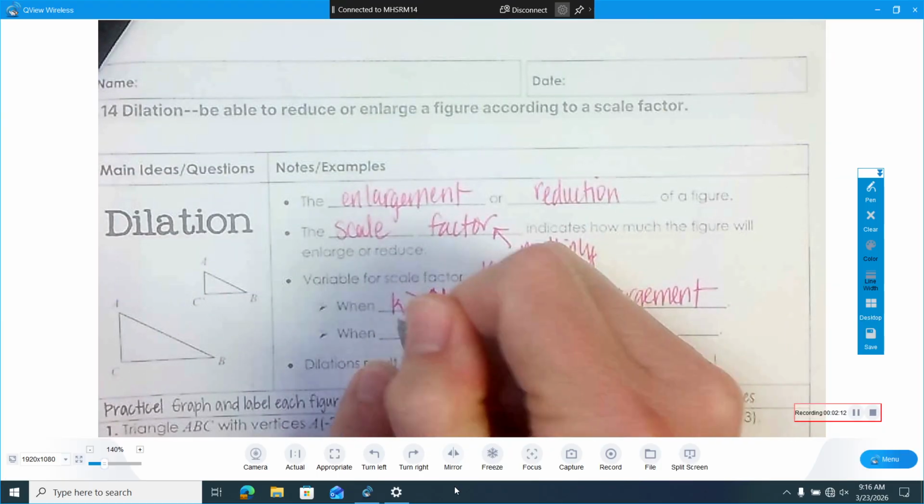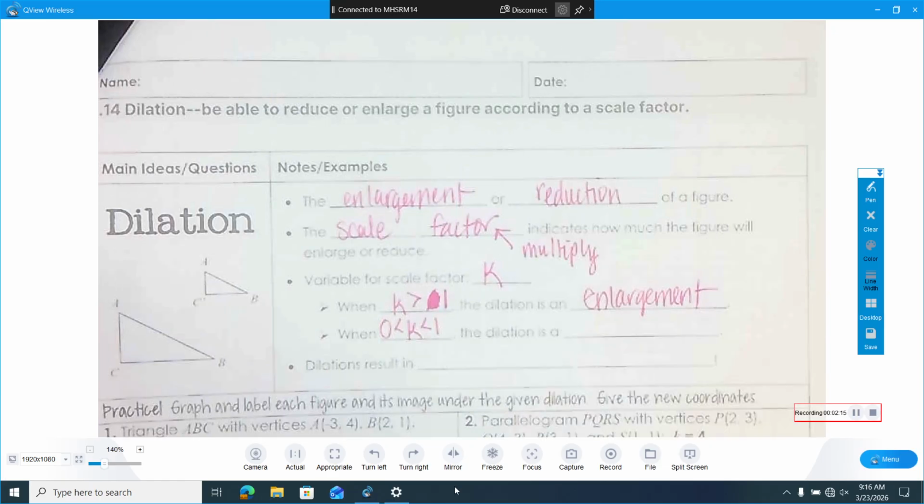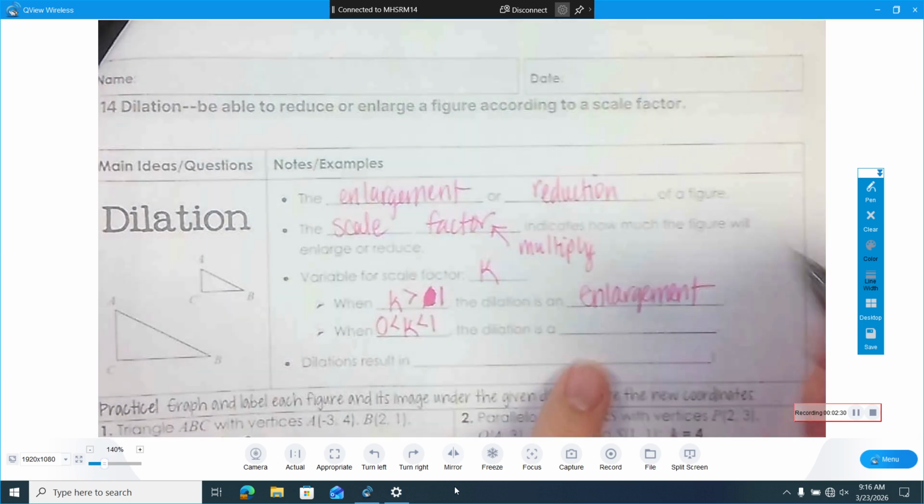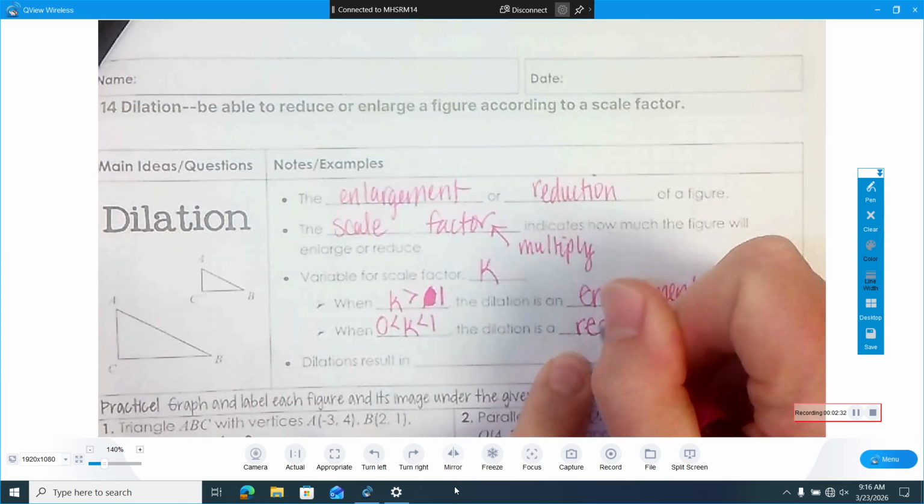If K is between 0 and 1, so let's say it's 0.5. If you multiply something by 0.5, does it make it bigger or smaller? Smaller, because 0.5 is 50%. It's half as big. So that is a reduction.